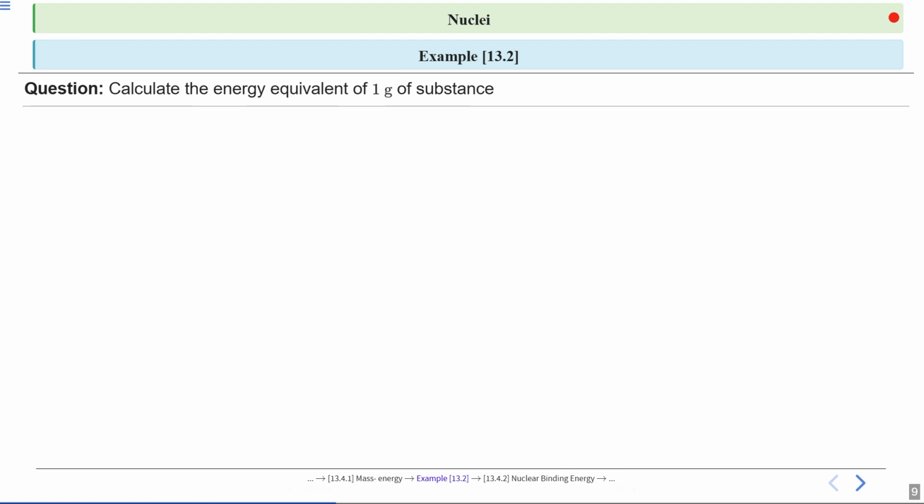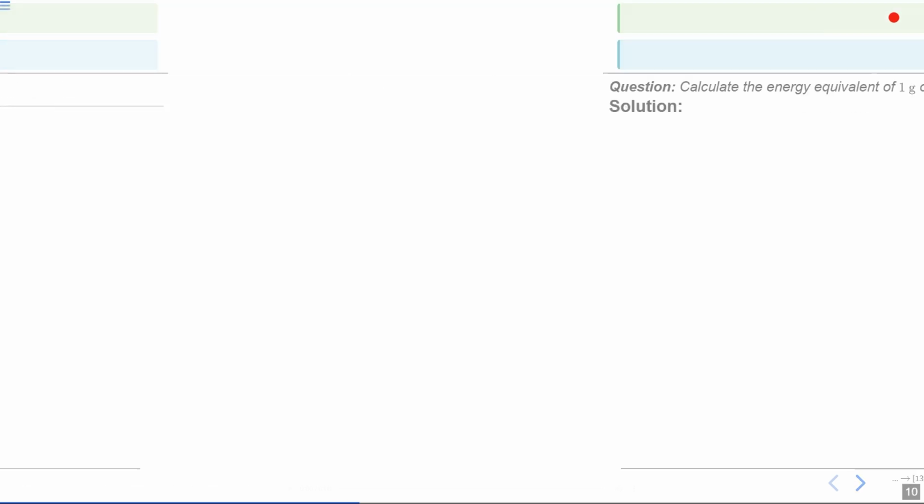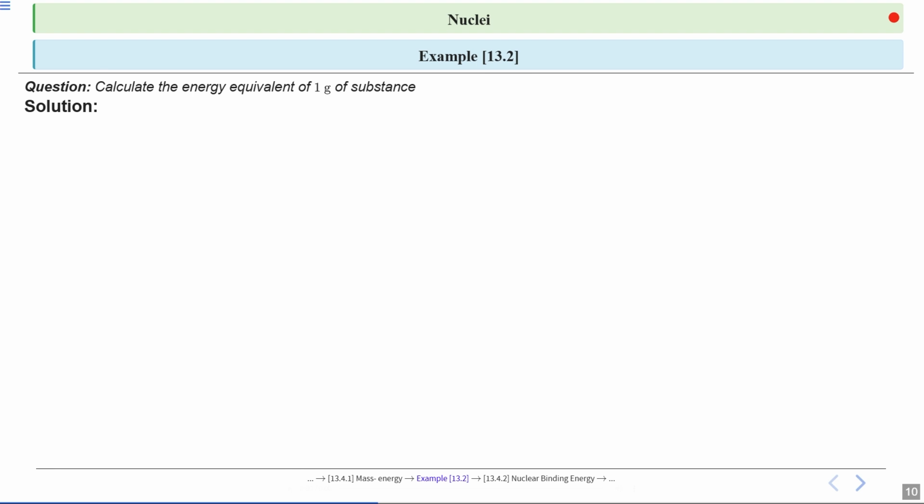Let's examine example 13.2 of NCERT. The question asks us to calculate the energy equivalent of 1 gram of a substance. Let's identify what's given in the problem. We are told we have a mass of 1 gram of a substance.